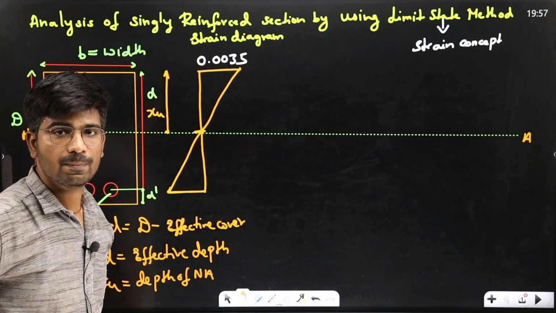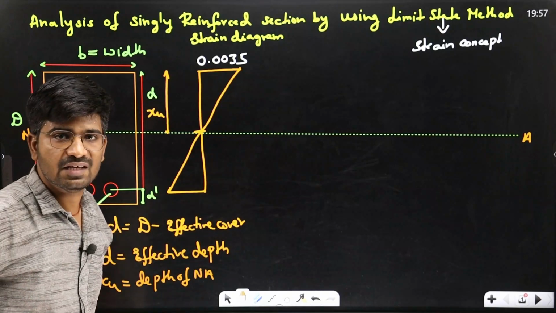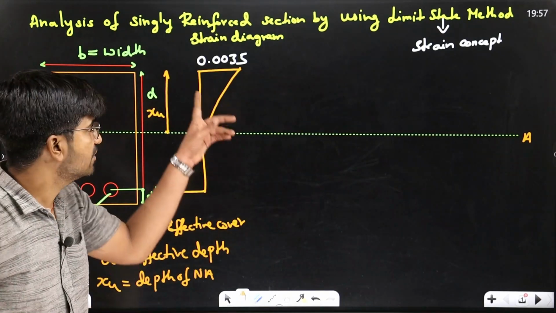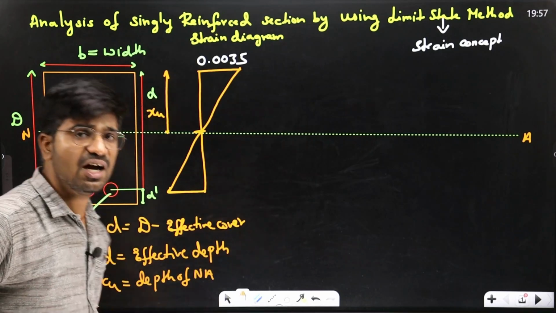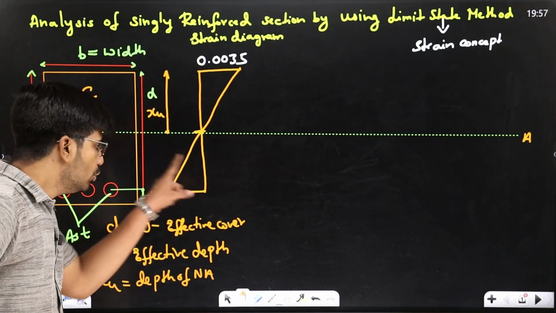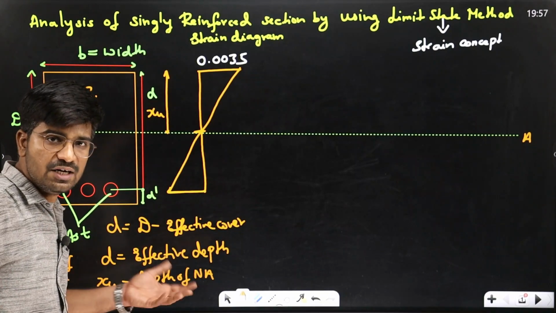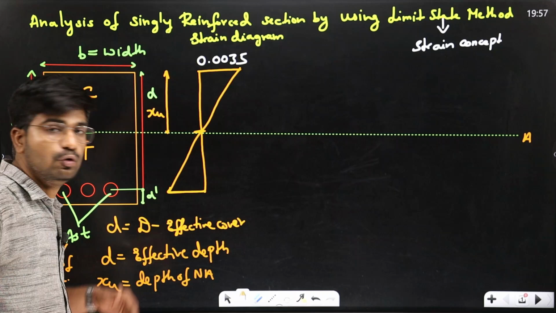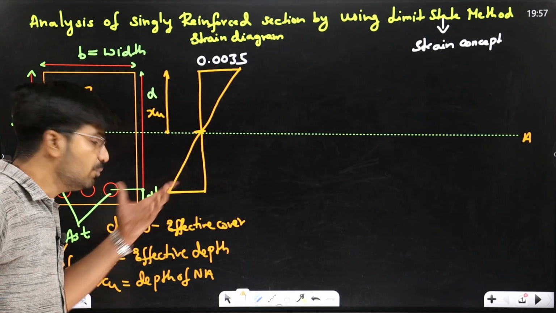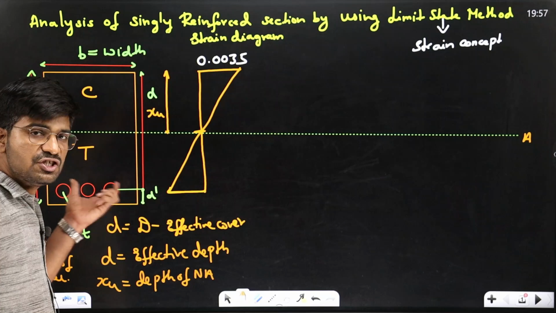0.0035. Definitely in your prelims exam, in your ESE prelims exam, or in your GATE, 1 mark questions come from these topics. Now, the third assumption you have to know about is the maximum strain in your steel, or the maximum strain in your tension zone, in your outermost fiber. Because what is there in the tension zone? Steel is there.